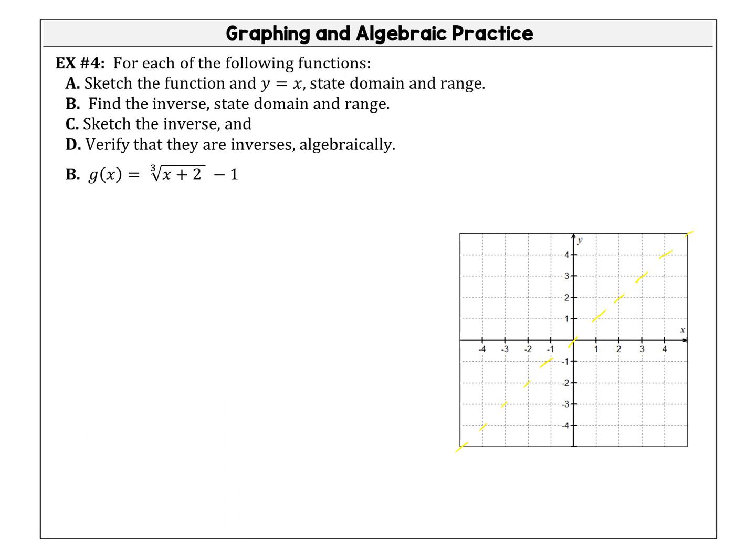Okay, so here we have a cube root function, the cube root of x plus 2, minus 1. For the cube root function, it's going to be your parent function of the cube root. If you think about the values of it, we have -8, -1, 0, 1, and 8. So the cube root of -8 is -2. The cube root of -1 is -1. Cube root of 0 is 0. Cube root of 1 is 1. Cube root of 8 is 2.